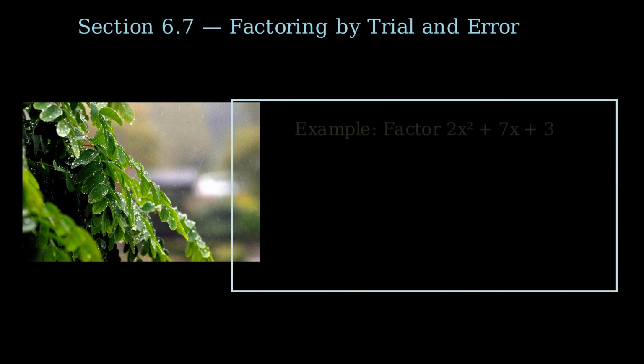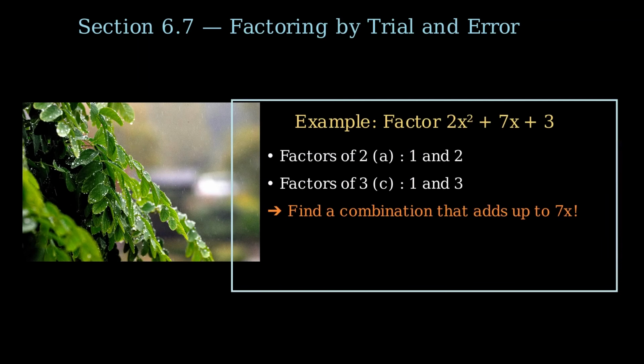When you cannot find a common factor, you need to factor x squared plus bx plus c by trial and error. Let's look at this expression, 2x squared plus 7x plus 3. We must find factors of the leading coefficient 2 and factors of the constant term 3, such that their cross products add up to the middle term, 7.